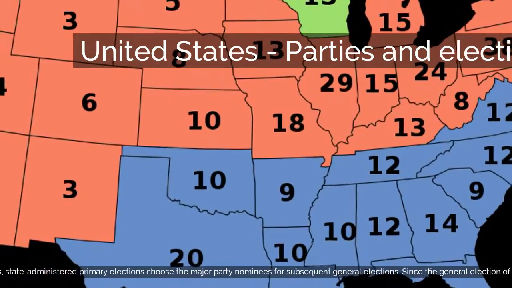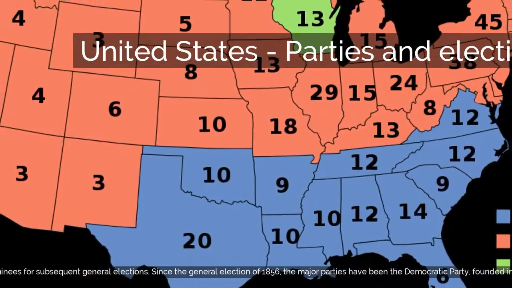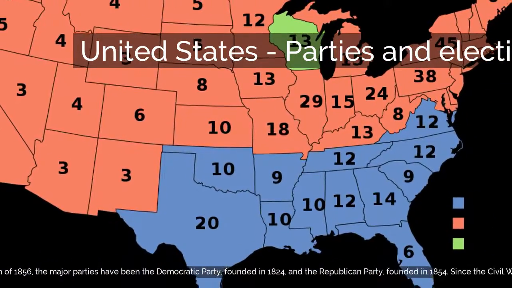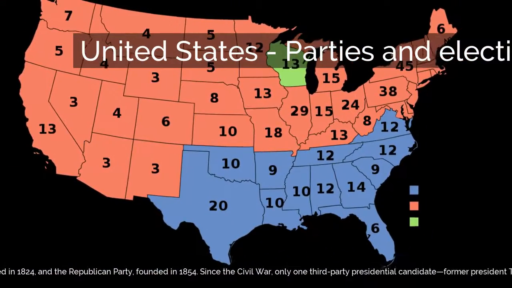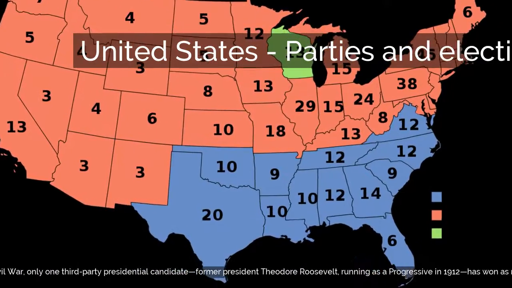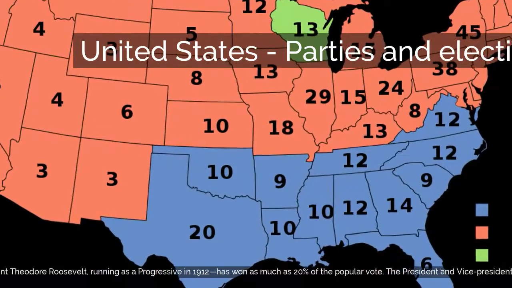Since the general election of 1856, the major parties have been the Democratic Party, founded in 1824, and the Republican Party, founded in 1854. Since the Civil War, only one third-party presidential candidate, former President Theodore Roosevelt, running as a progressive in 1912, has won as much as 20% of the popular vote.